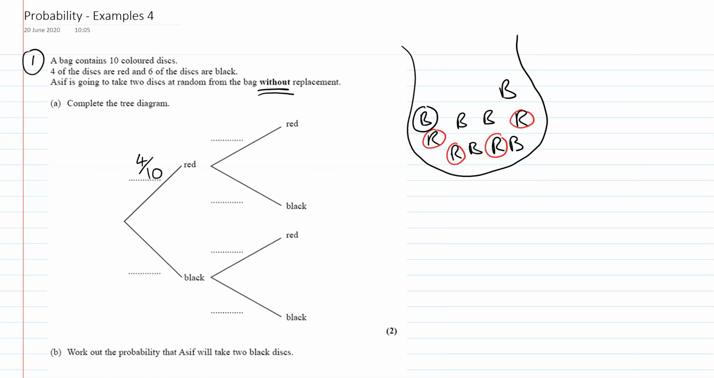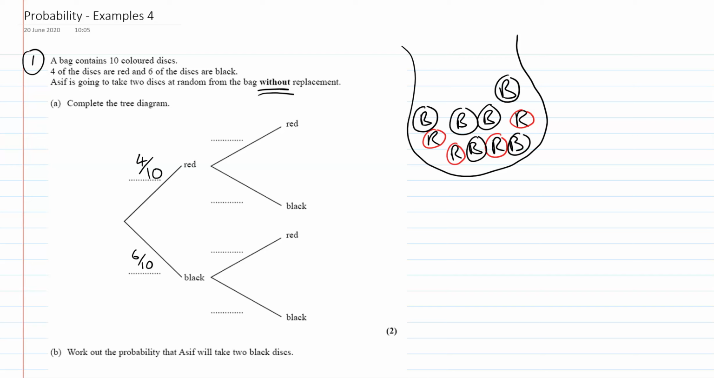So then the black discs, just to check: 1, 2, 3, 4, 5, 6. So there are 6. And we could simplify these, but I'm going to keep it out of 10 because the 10 makes a little bit more sense, because there's 10 things in the question. Normally we would almost always simplify these fractions, but this is one instance where we might choose not to, because the 10 represents a number of things and therefore it's easier to visualize what's going on.